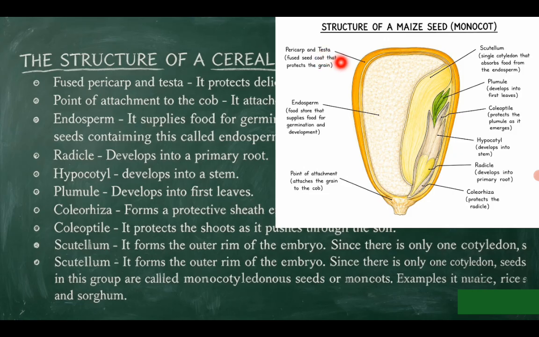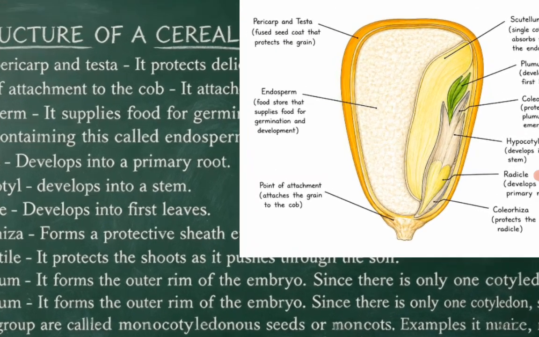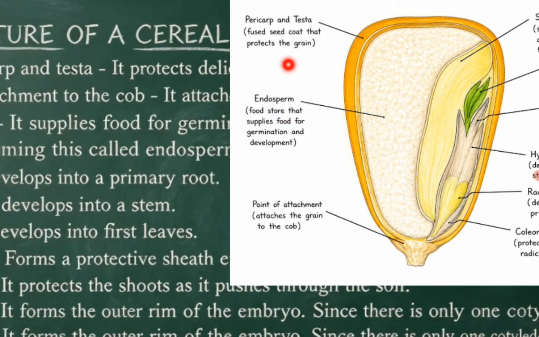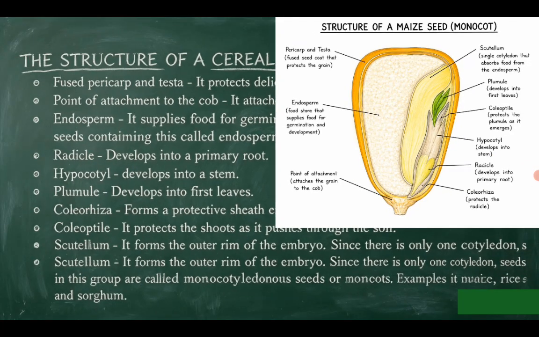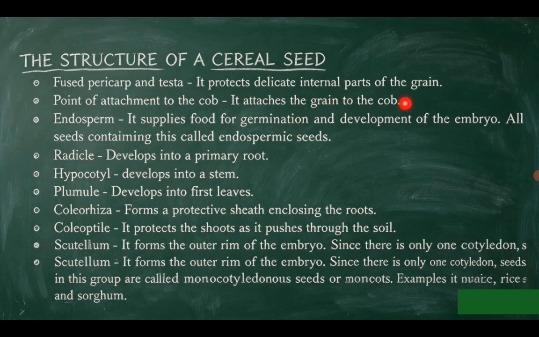So we have a pericarp and tester, the outer part of a maize seed, which is fused. So it contains a fused seed coat that protects the grain. The fused pericarp and tester protects the delicate internal parts of the grain, and then there's a point of attachment to the cob.